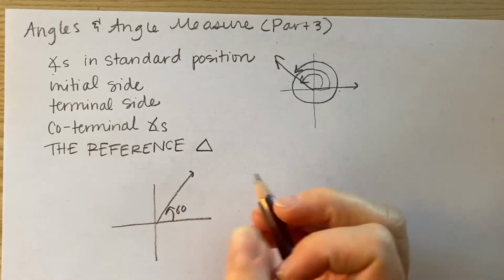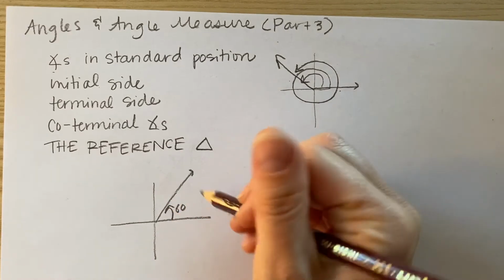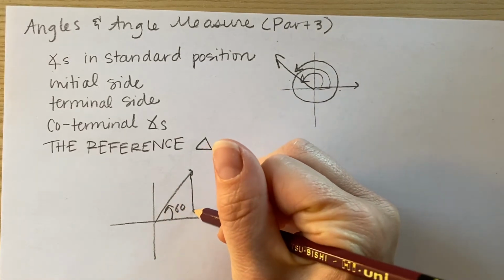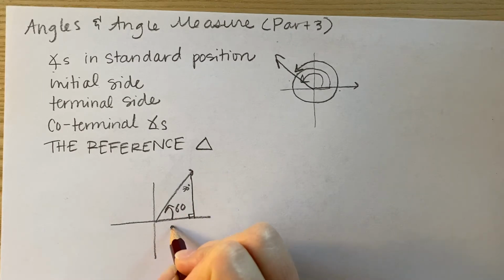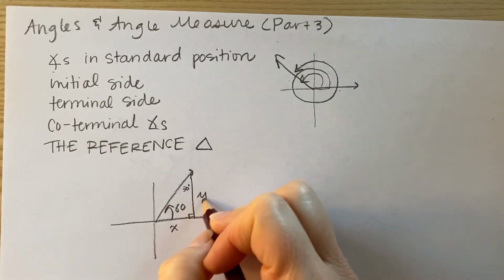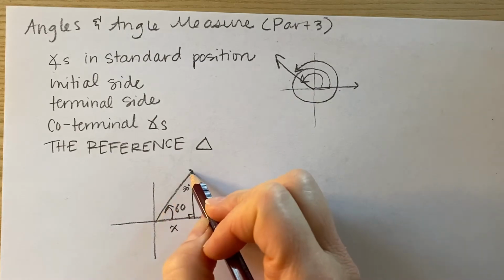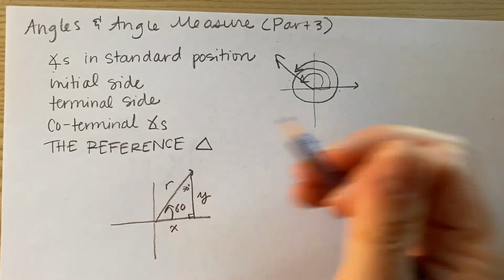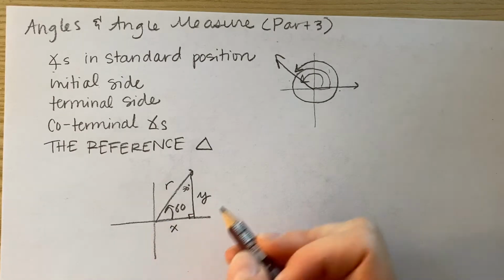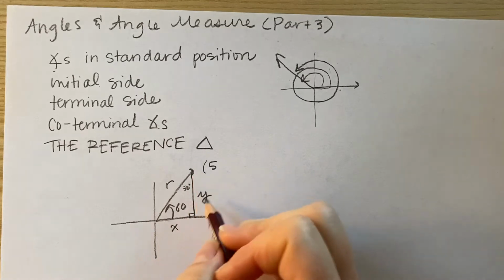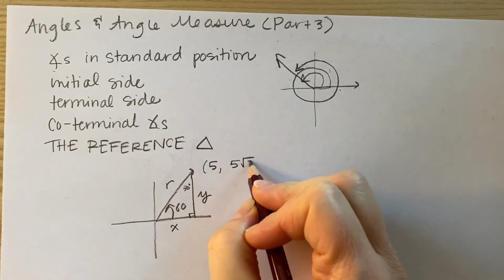say, 60 degrees, well, I can drop a perpendicular down, and now I have a 30, 60, 90 right triangle. And if this distance here is x, this is y, we could call this the hypotenuse. We could call it r, since these sort of are like circles. And I know all this information about my triangle. For example, if I know that x is, say, 5, then I know that y is 5 root 3.